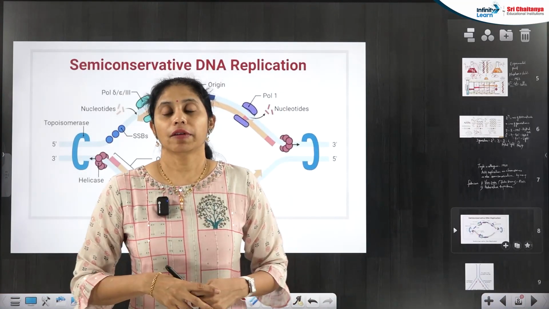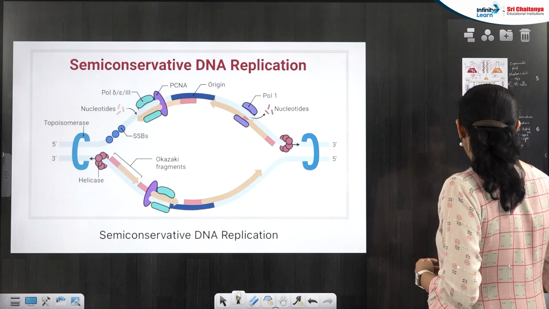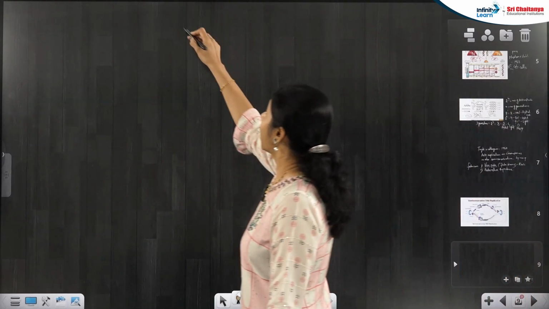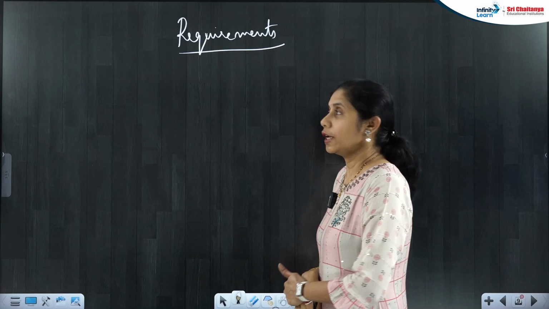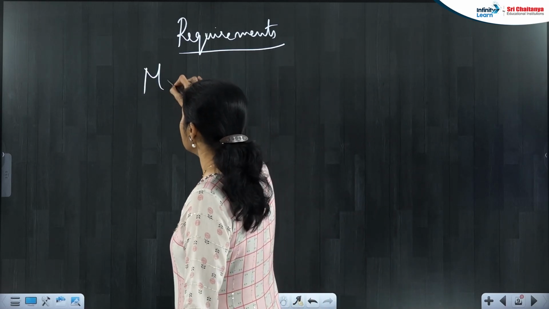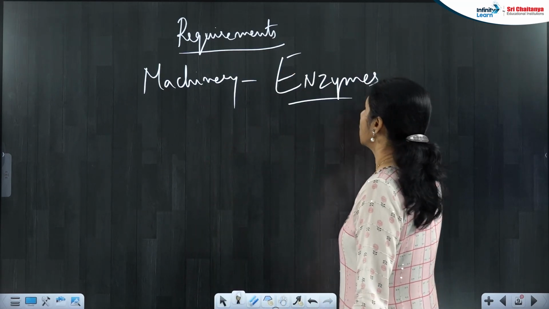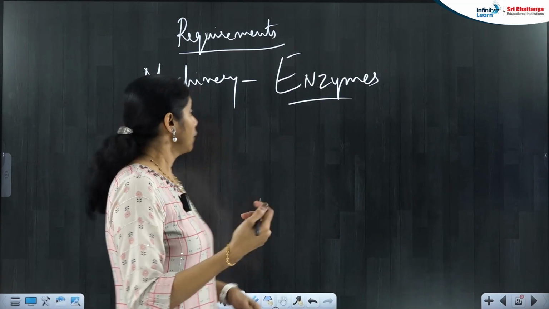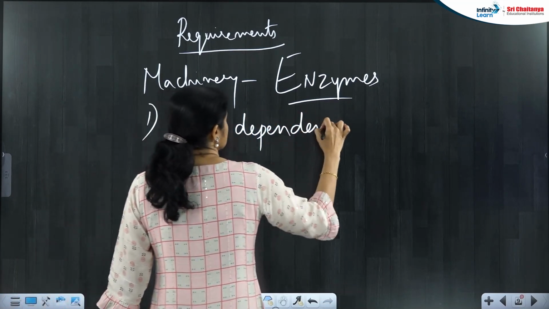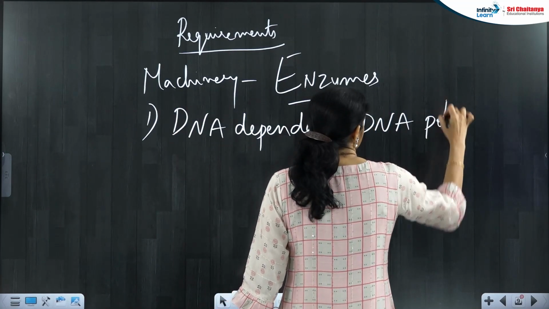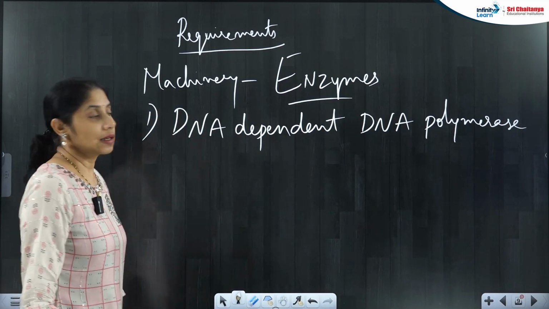So, now let us see the semi-conservative replication of DNA procedure and what are the requirements for that. First let us see the requirements for the semi-conservative replication of DNA. The first requirements or machinery which are required are mainly enzymes. Different types of enzymes are required. For example, the first one, DNA dependent DNA polymerase. This is the first enzyme which is required for this semi-conservative replication.